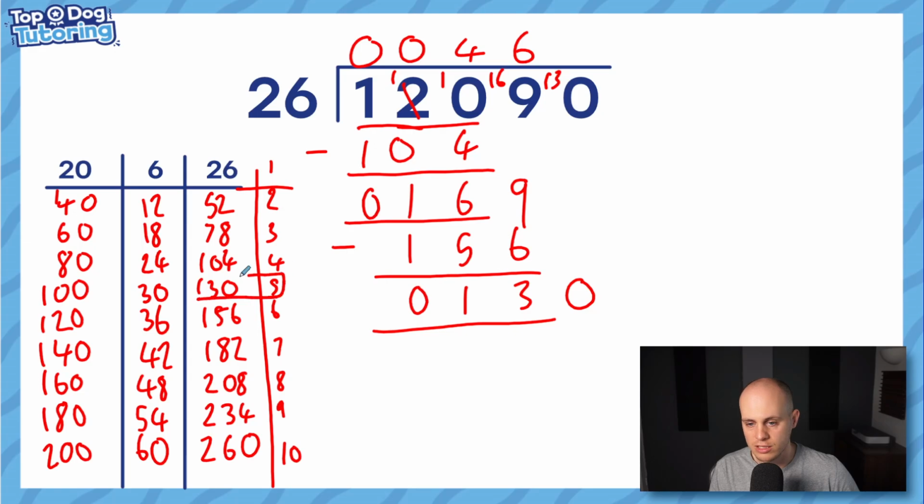And look, the last fact is right there. We're not going to get any remainders today. 5 lots of 26 make 130. And that's it. We've solved it. I've kind of taught you everything you need to know, really, for solving long division now. But I've got one more thing, so stick around.